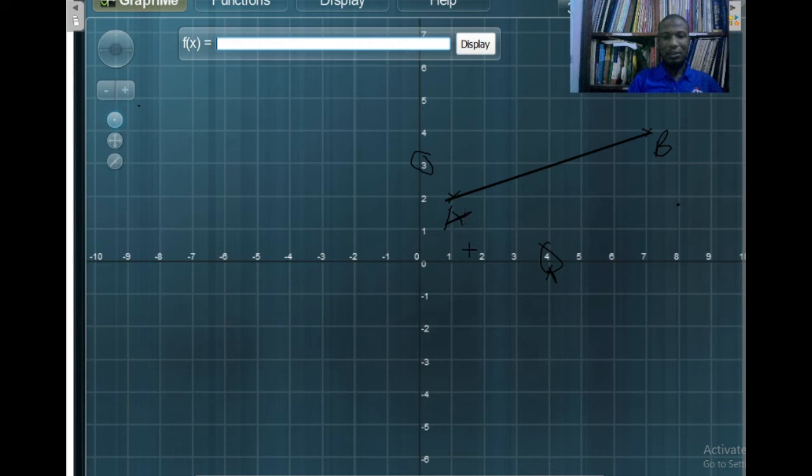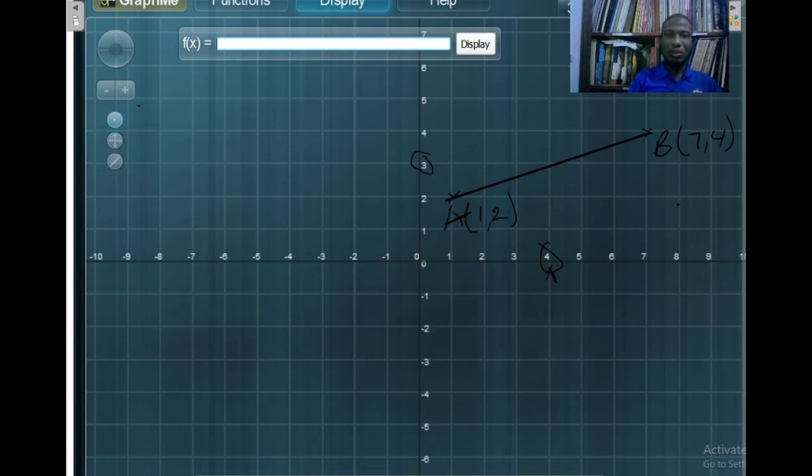Let's say like we have it here, we're just giving A as 1, 2, and then B also 7, 4, and then that is all. And we have to find the midpoint. And that is where the formula is. But as math students, it is not enough for you to just know the formula without understanding how it is obtained. So let's go back to our calculation.